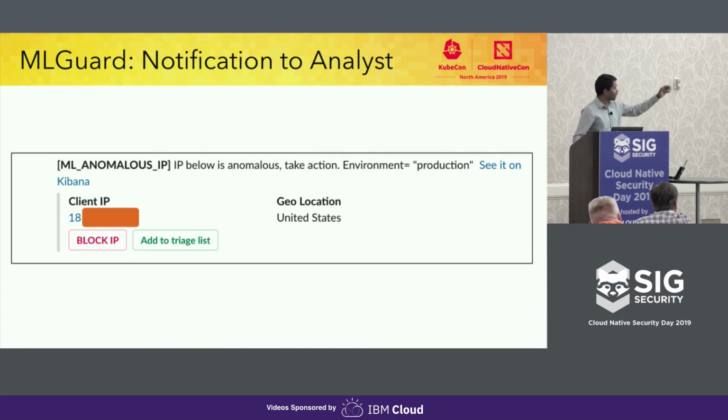So it says that this IP is anomalous, and we post a link to our Kibana Elasticsearch dashboard. If you click on it, you can directly go to Elasticsearch and see all the requests sent by that IP in the last few minutes. So you can see in real time what is happening. Then we show the IP.